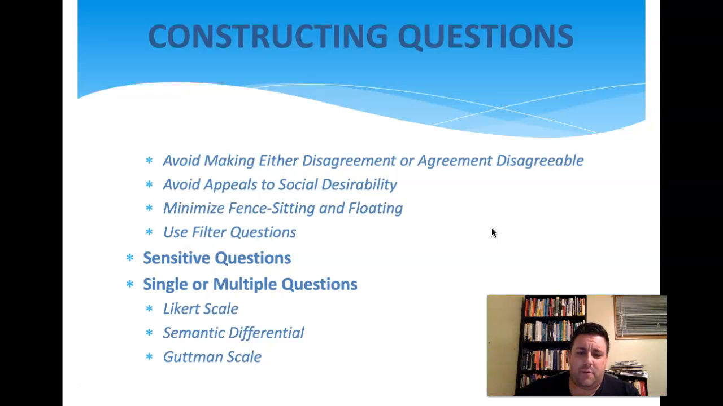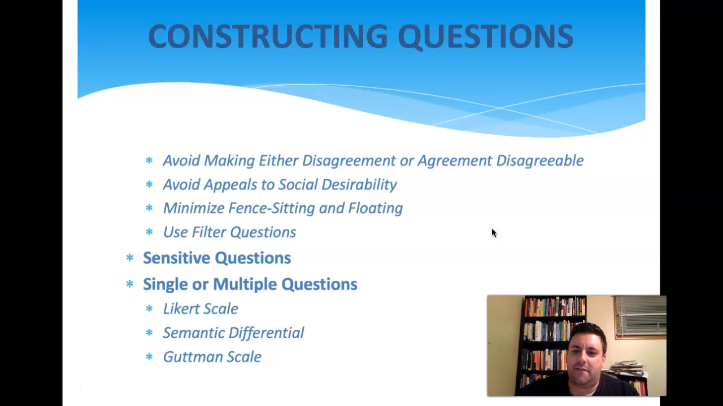You want to avoid appeals to social desirability. Social desirability is when people ask or respond to questions in a way that makes them appear good or more attractive or something like that. So people tend to minimize drinking. They tend to maximize income, or overrepresent income, that kind of thing. They tend to minimize smoking behavior, drug use behavior, that kind of thing.